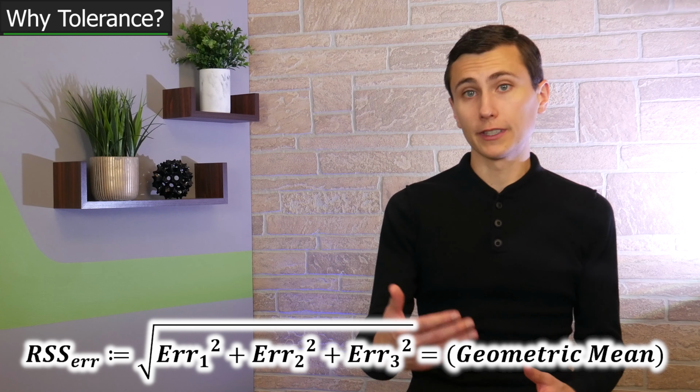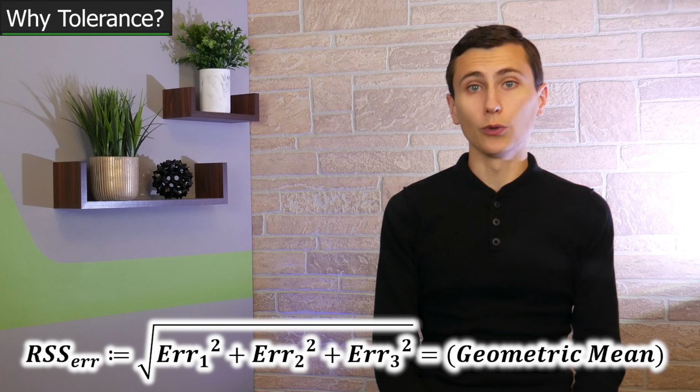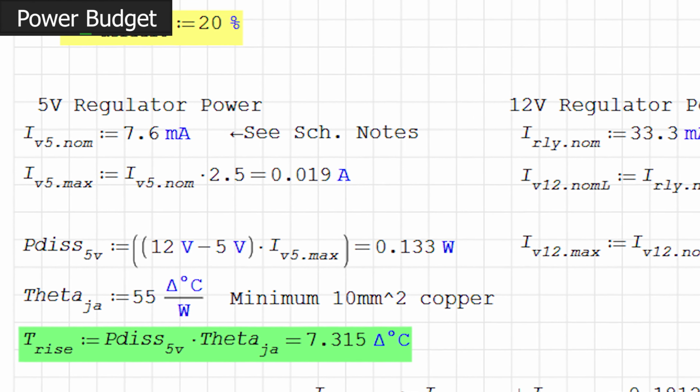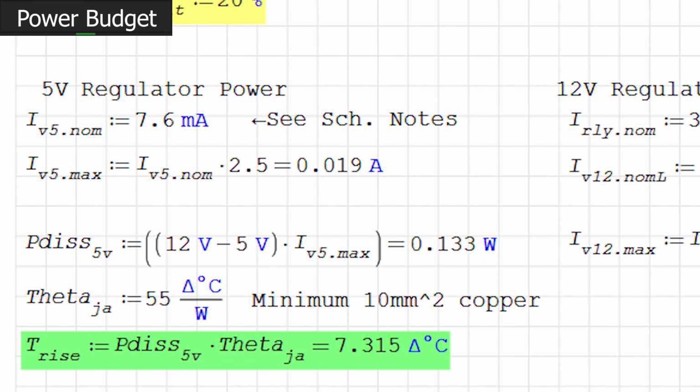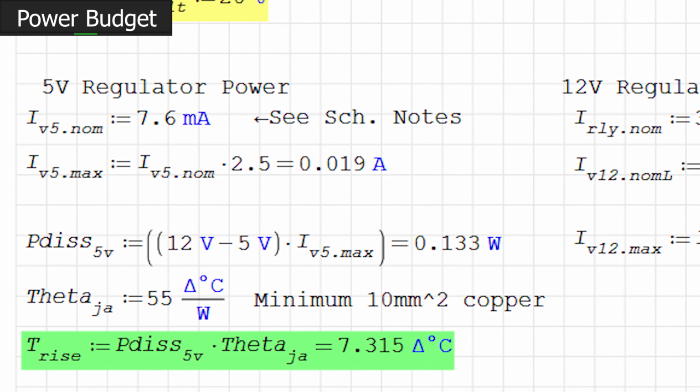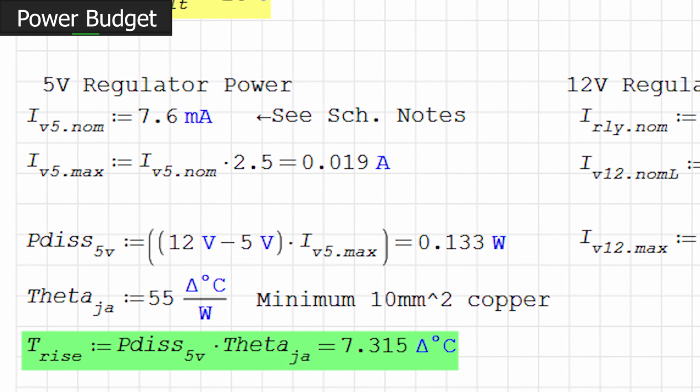To perform the bulk of this analysis, we're going to leverage a tool called Smath, which is a symbolic math tool. While we're in my worksheet, let's make a couple pit stops at some critical calculations before we go too far. First, power consumption. I went through the schematic and totaled the current required for the different 5 volt and 12 volt loads. In this case, that's 7.6 milliamps for the 5 volt loads, and I added 20% margin here.